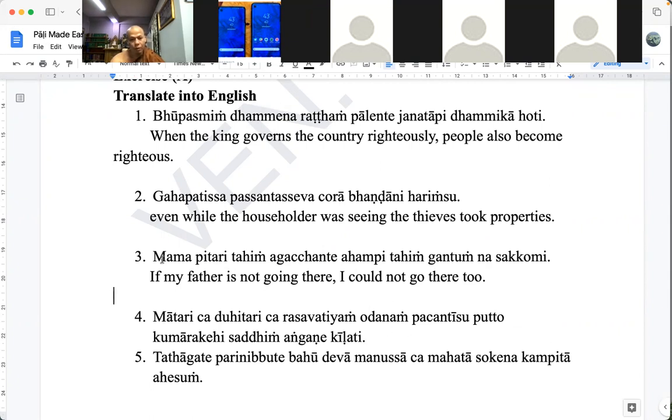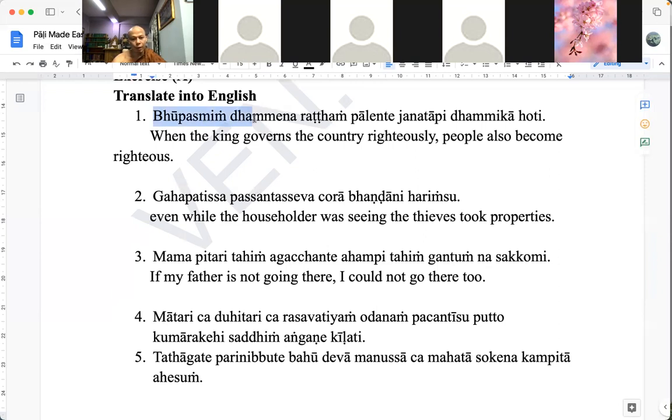And then now, mama bidari dehe agachandi. So here you see in the first line, Buba Samain Damina Ratan Balindi. So look at the absolute construction. In the second example also, Gahabadesa Basan Dasiwa, that one also is a genitive absolute construction. And here also, Mama Bidari Tehe Agachanti, also a genitive absolute construction.